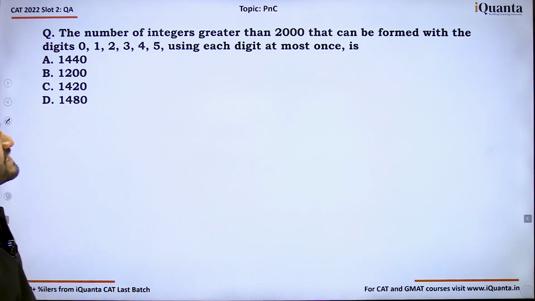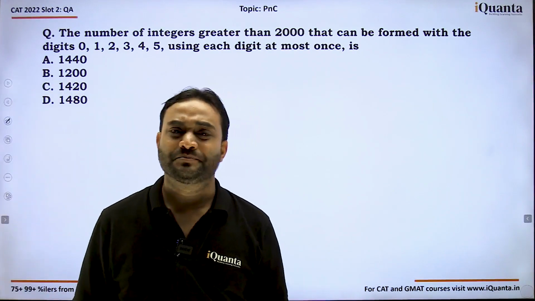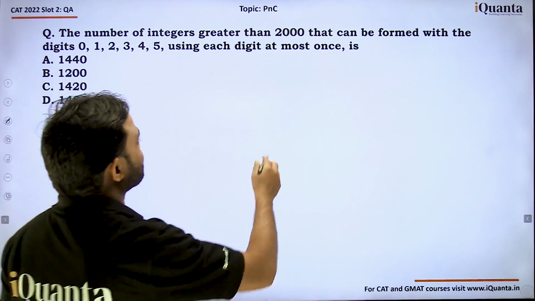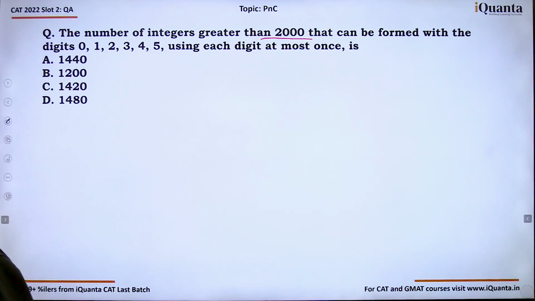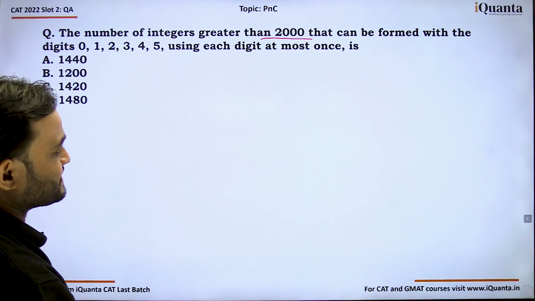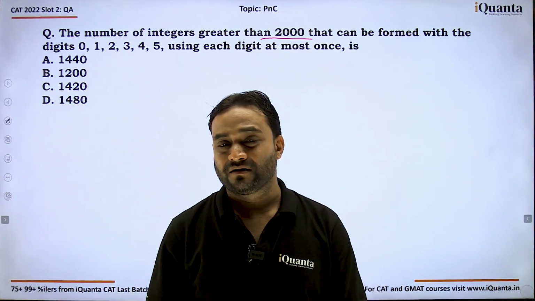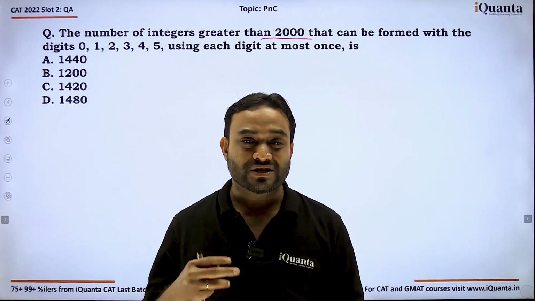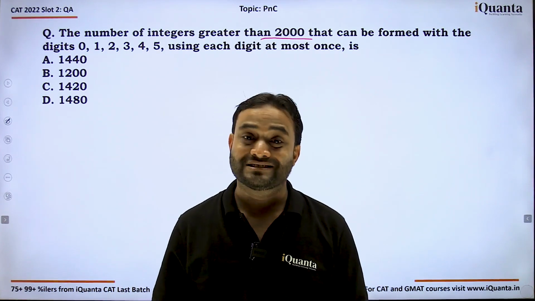Next question is a very interesting question based on permutation and combination, or it just uses fundamental rule of counting. It says the number of integers greater than 2000 that can be formed with the digits 0, 1, 2, 3, 4, 5 using each digit at most once. Now if you check, there are 6 different digits given. We are talking about numbers greater than 2000. So those numbers could be 4-digit number or 5-digit number or 6-digit number.